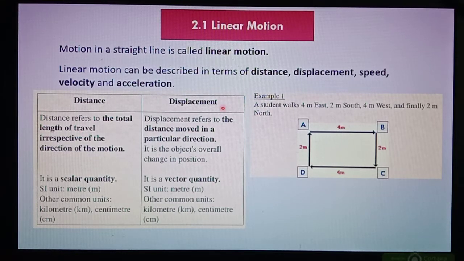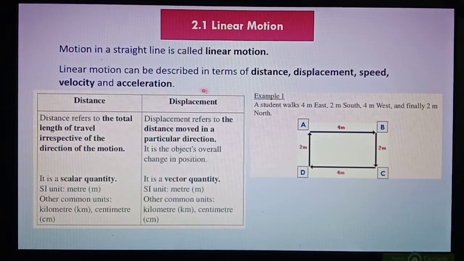distance and displacement. So distance refers to the total length of path travel irrespective of the direction of the motion, meaning no need to take into account the direction. Or we can also state that distance travel is total length of path travel by an object. So distance travel is a scalar quantity. The SI unit is meter. Other common units used are kilometer or centimeter.